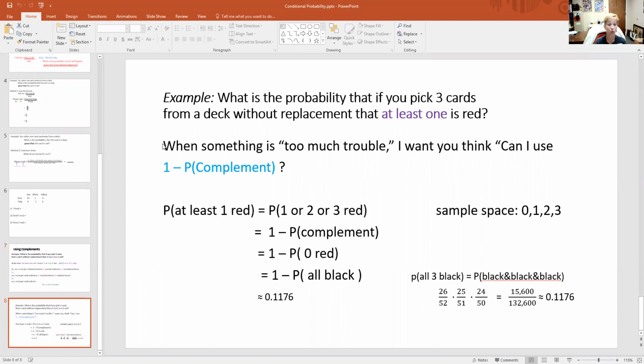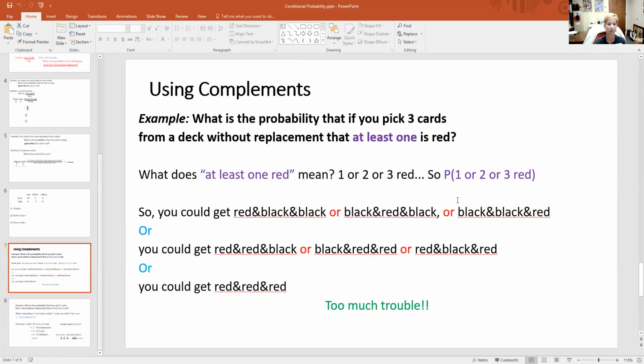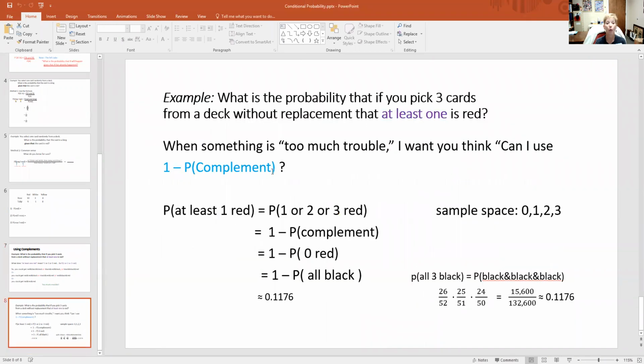Okay. So when I'm back over here and I'm thinking, oh my goodness, I could work that, but it's going to take me forever. That's just too much trouble. Then I think, well, could I do 1 minus the probability of the complement? Well, let's see. What's the probability at least 1 is red? Now, what does at least 1 red literally mean? It means 1 or 2 or 3 red. And I think, well, that's just too much trouble. So then I think, well, maybe I could do 1 minus the probability of the complement.